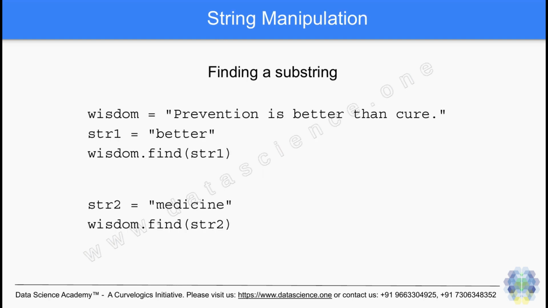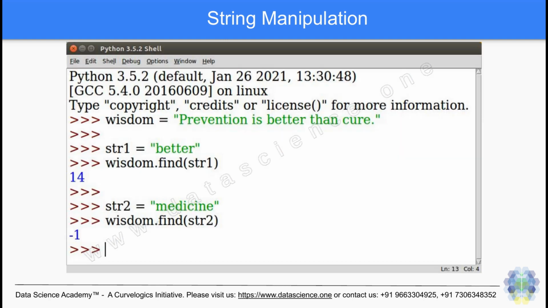The built-in function, find, provides the index of the first instance of the substring. Let us assign the string, prevention is better than cure, to the variable, wisdom. We will use this as the example for trying out the function, find. This can be illustrated with the following examples.